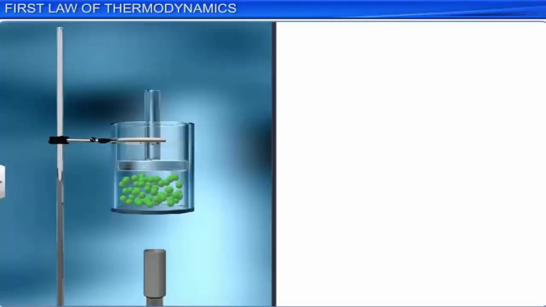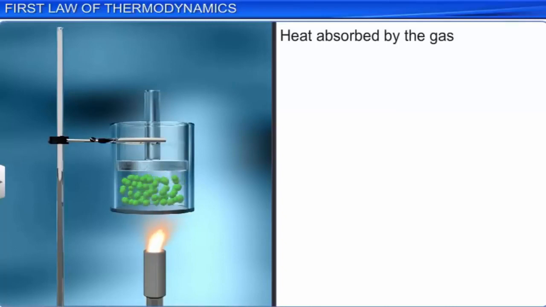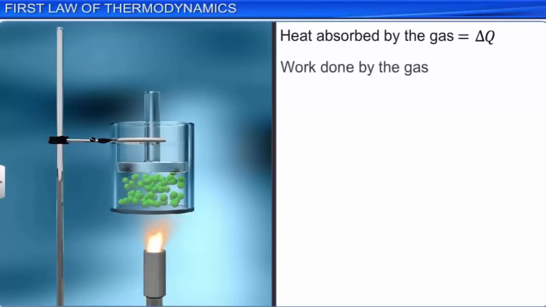Consider a system of a given mass of gas in a container with a movable piston. When the gas is heated, let the heat energy absorbed by the gas be delta Q, and the work done by the gas while expanding be delta W.